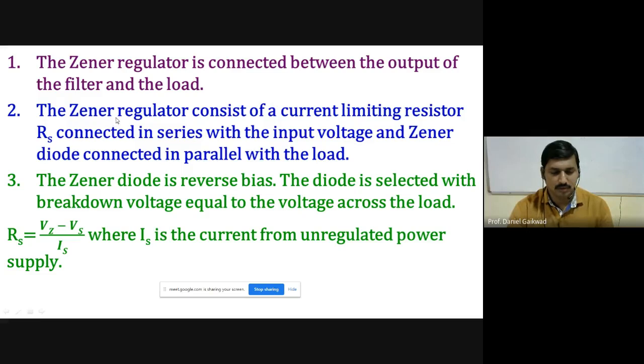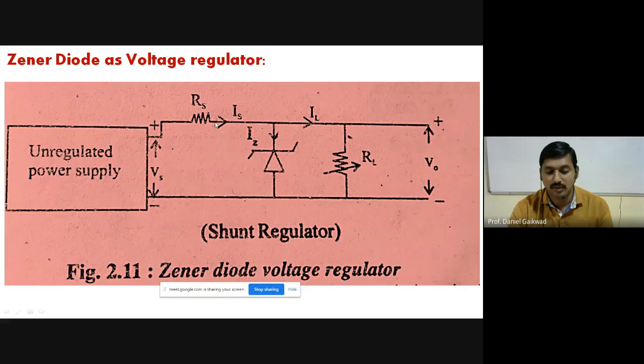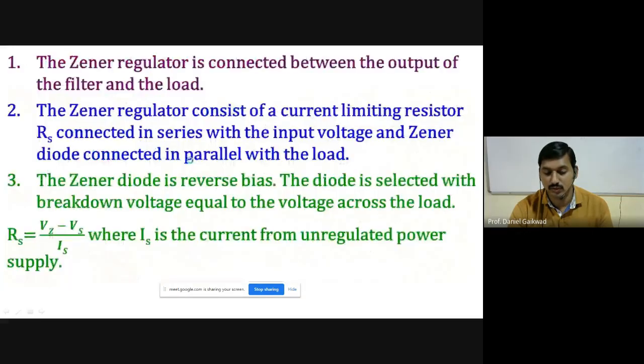Number second, the Zener regulator consists of a current limiting resistor, that is called RS. We have already seen it in the diagram. RS is a series resistance, so that is called the current limiting resistance. RS is connected in series with the input voltage, and the second component is the Zener diode connected in parallel with the load here. So these are the connections of the Zener diode. So the Zener regulator consists of only two components, one Zener diode and the series resistance RS. Okay. Number third, the Zener diode is reverse biased. So we connect the Zener diode in reverse bias.